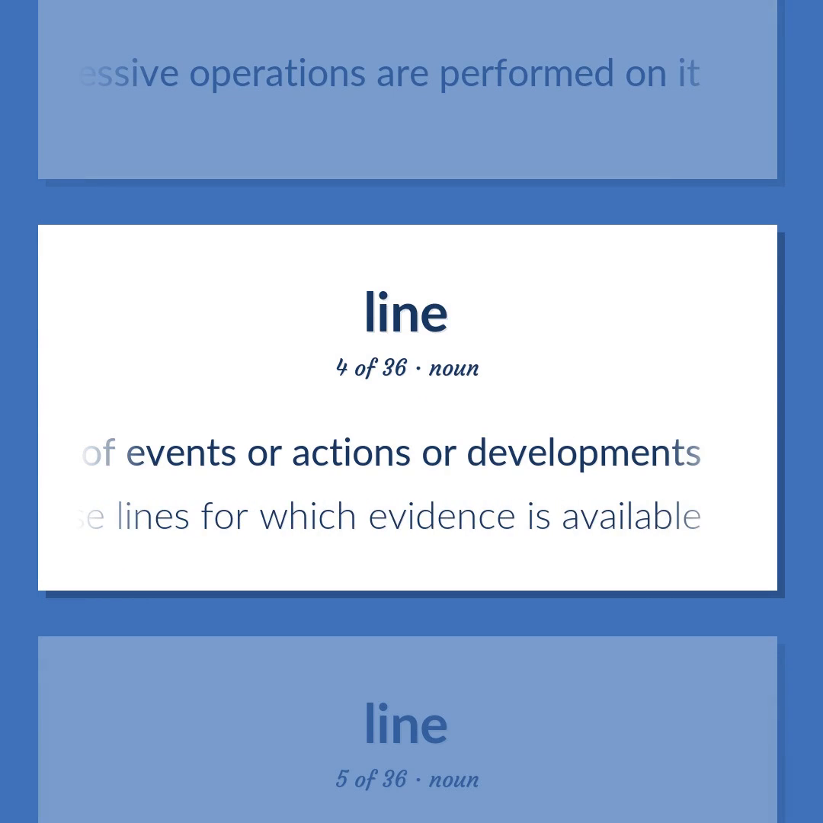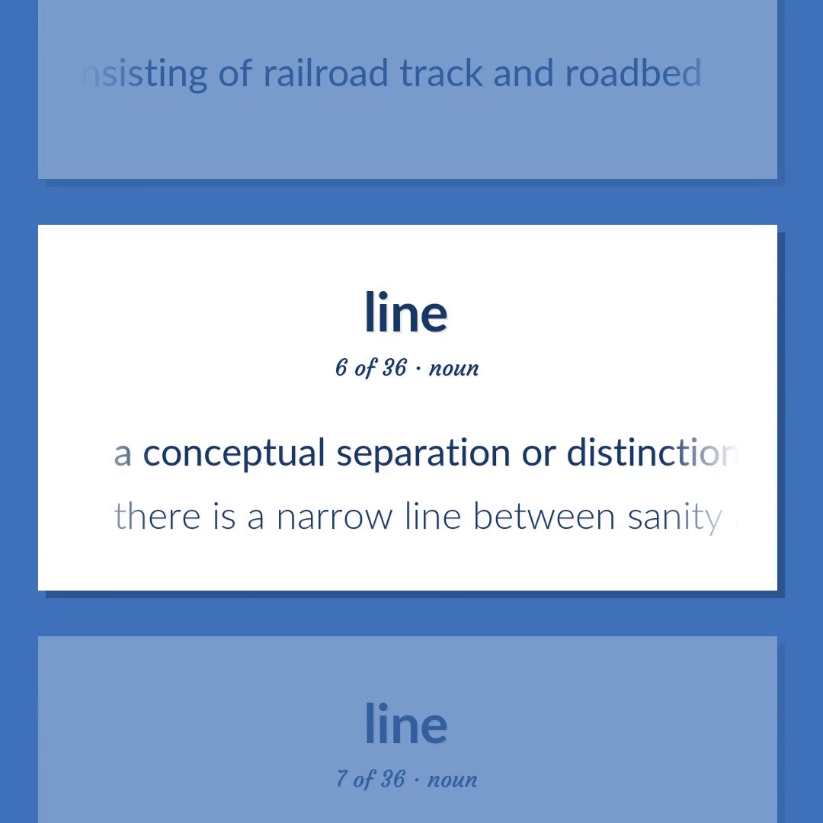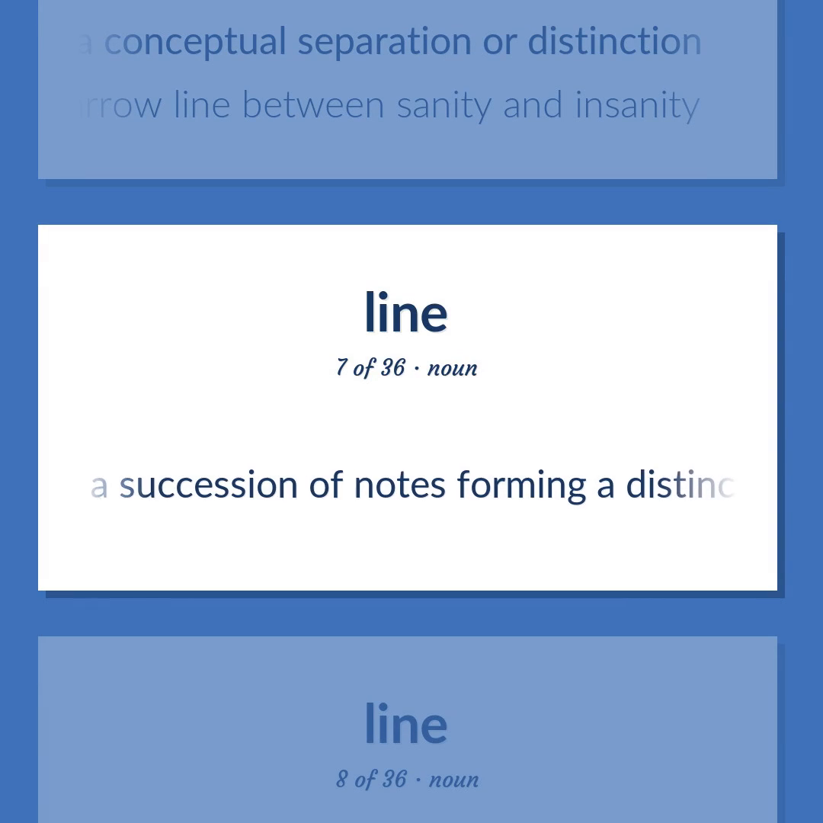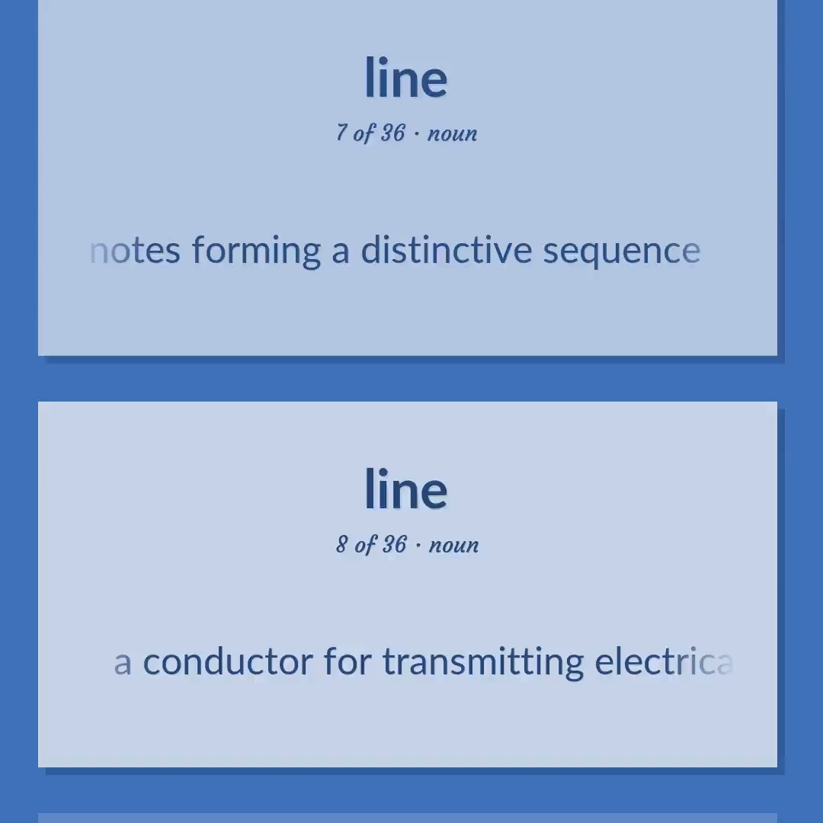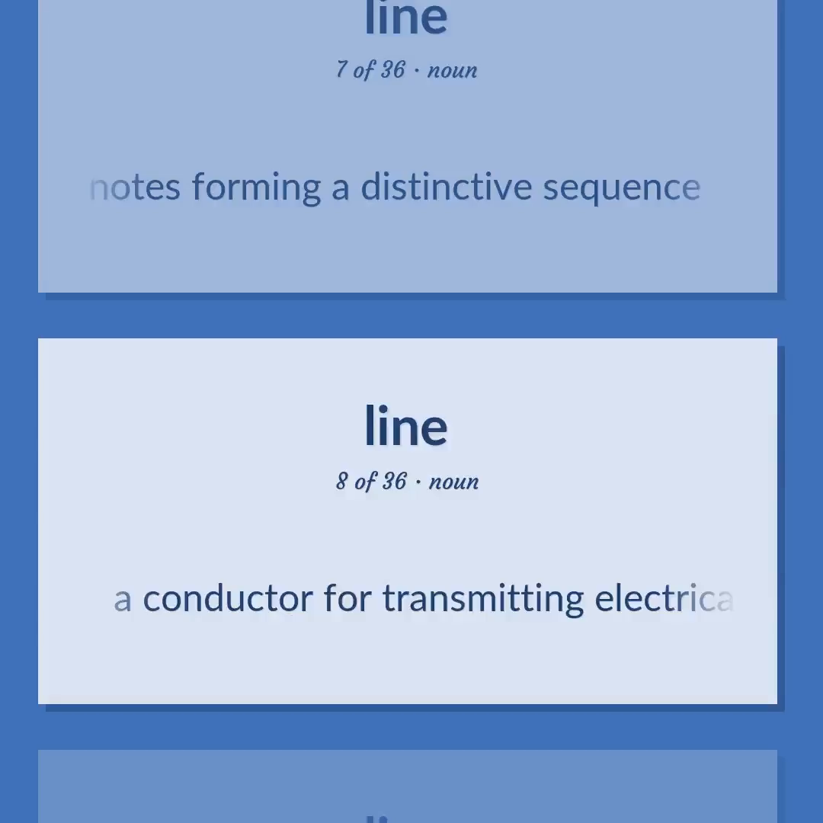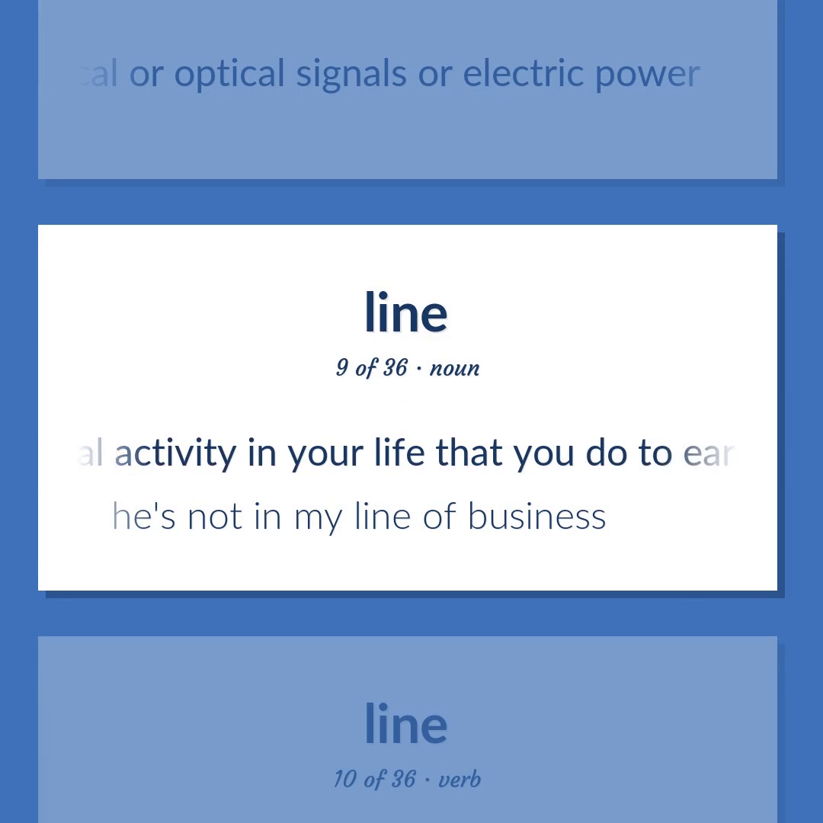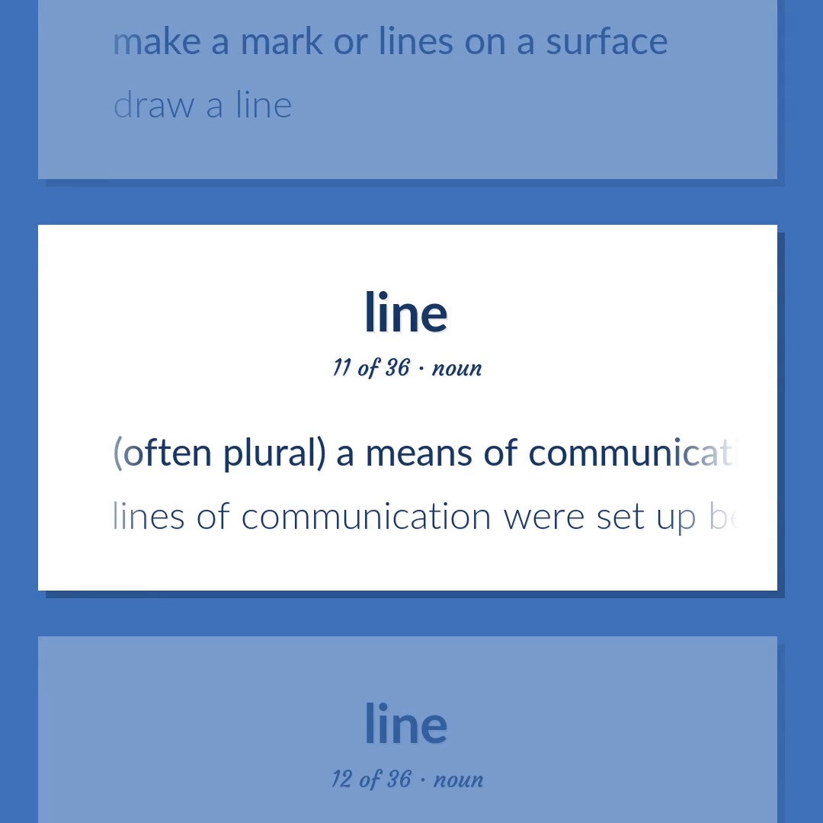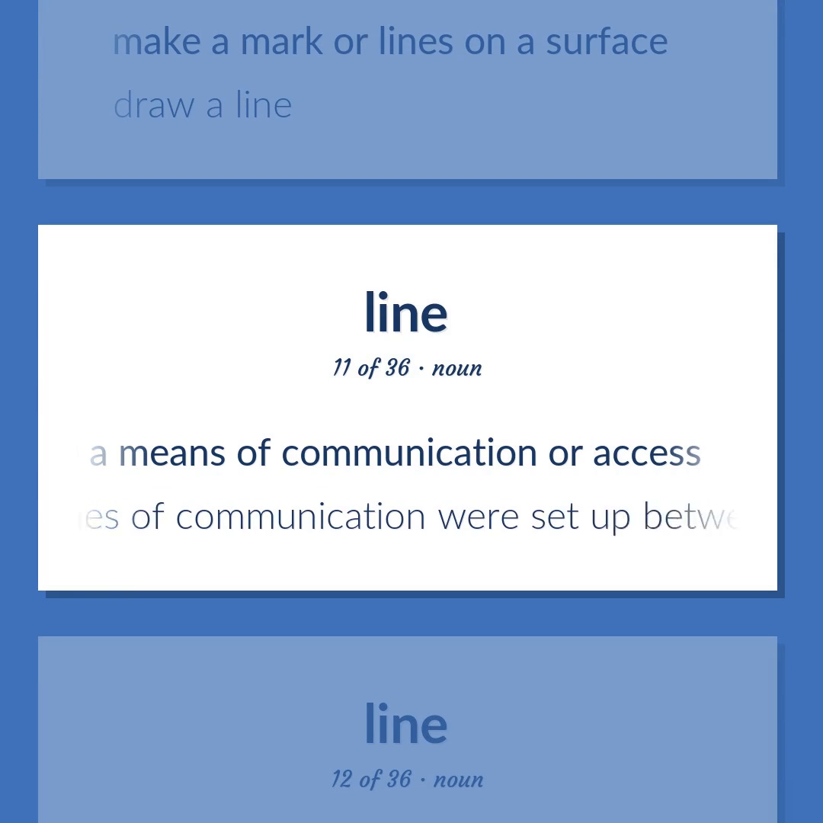The road consisting of railroad track and roadbed. A conceptual separation or distinction. There is a narrow line between sanity and insanity. A succession of notes forming a distinctive sequence. A conductor for transmitting electrical or optical signals or electric power. The principal activity in your life that you do to earn money. He's not in my line of business. Make a mark or lines on a surface. Draw a line. Often plural, a means of communication or access. Lines of communication were set up between the two firms.